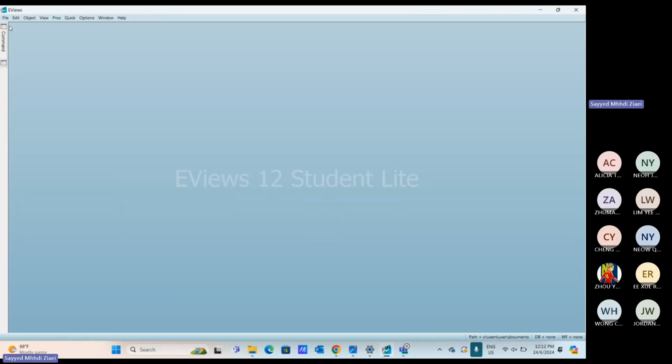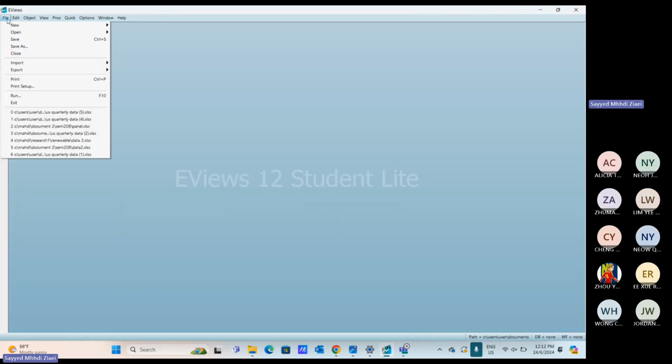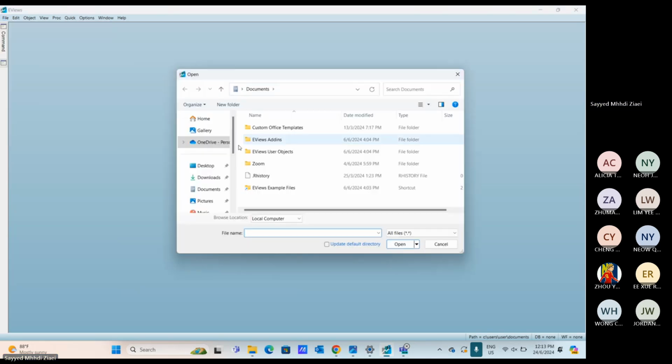So today we are going to have a workshop about EViews and JASP. The first software that you are going to learn about is EViews. First of all, import your data. Go to File, Import, and then find the related file. So download.